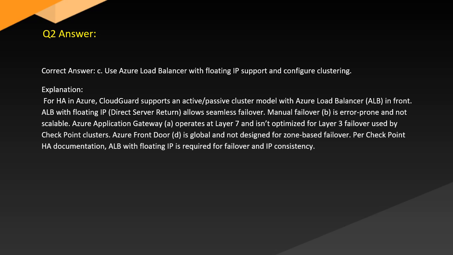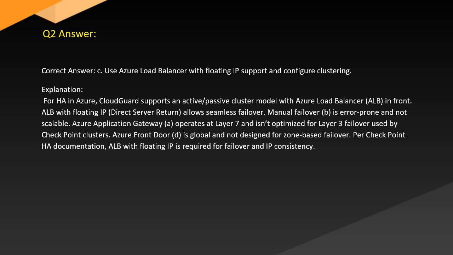Answer. Correct answer: C. Use Azure Load Balancer with floating IP support and configure clustering. Explanation. For HA in Azure, CloudGuard supports an active-passive cluster model with Azure Load Balancer, ALB, in front. ALB with floating IP, direct server return, allows seamless failover. Manual failover (B) is error-prone and not scalable.